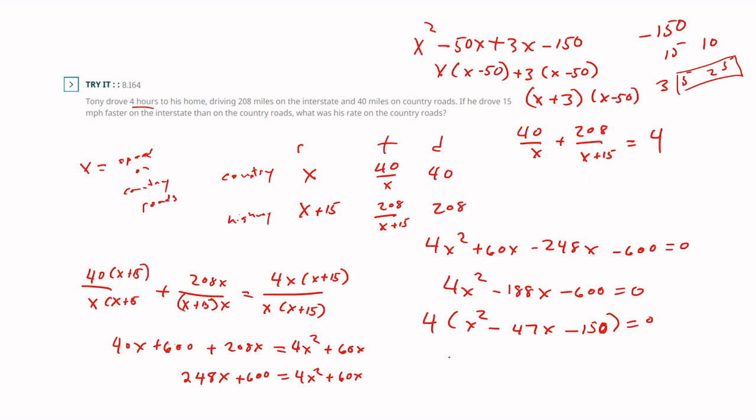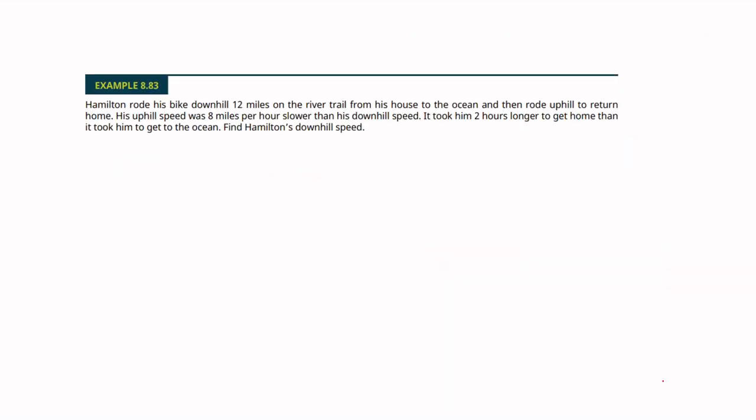Okay, so I've got it. So I've got 4 times x plus 3, x minus 50 equals 0. So the 4 isn't going to be an issue here. We're going to get x is negative 3 and x is 50. All right, well, this can't be a real solution because we're talking about the speed on a country road. So the speed on the country road must be 50 miles per hour. Okay, I'm going to check real quick.